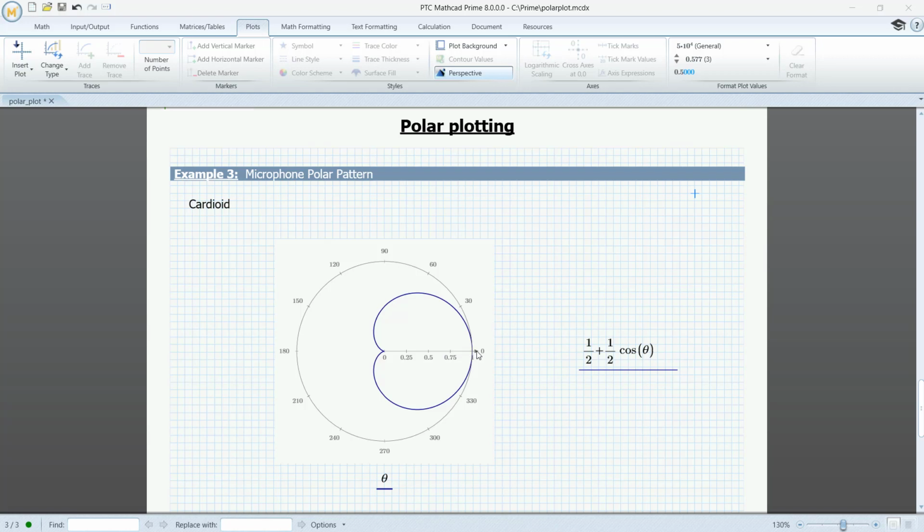The curve shows that the mic is most sensitive at 0 degrees, and the sensitivity gradually decreases from 0 to 180 degrees, where we have maximal rejection. At the sides of the mic, here at 90 degrees and 270 degrees, we have half the sensitivity. To see this, let's draw a circle. It intersects exactly at 90 degrees and 270 degrees.